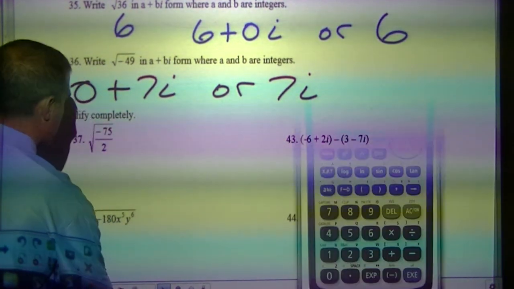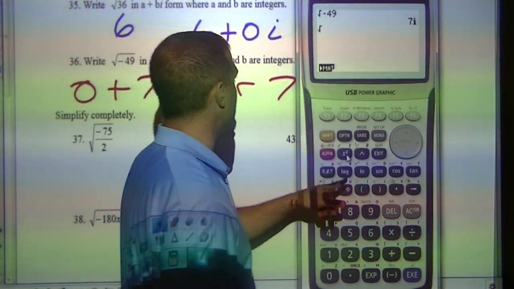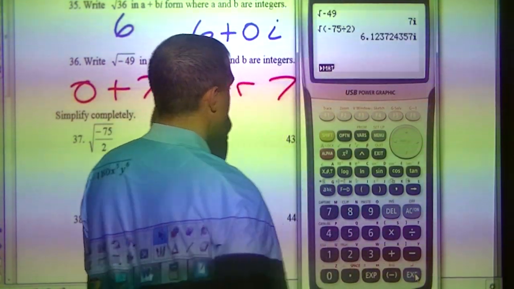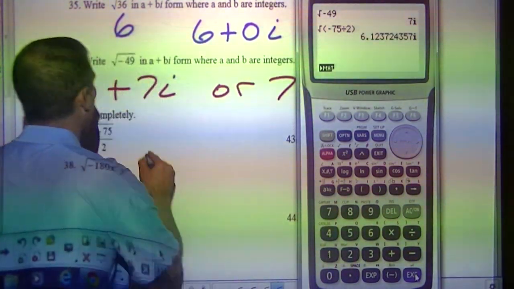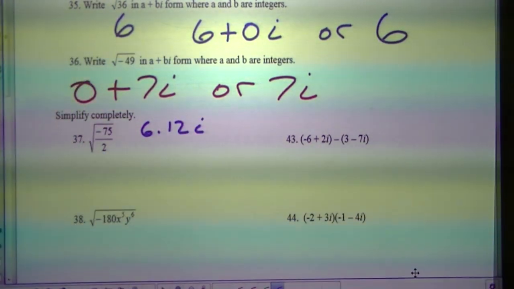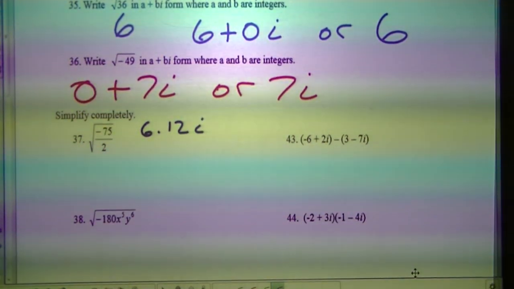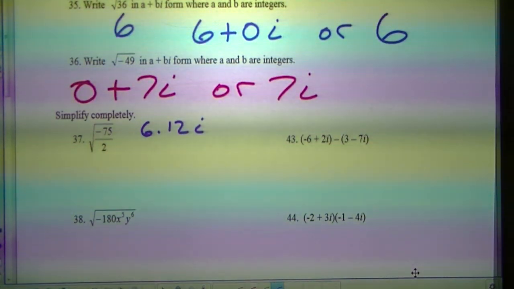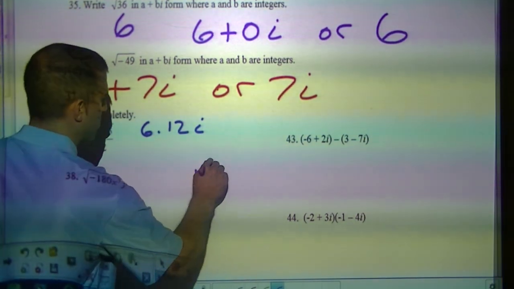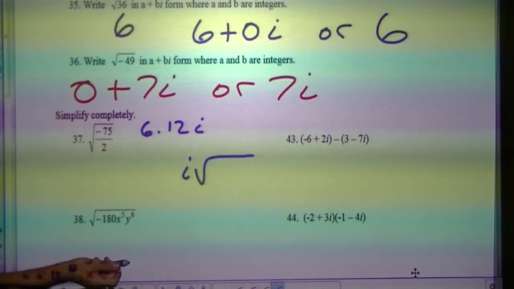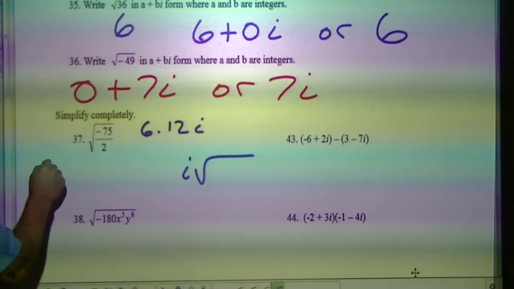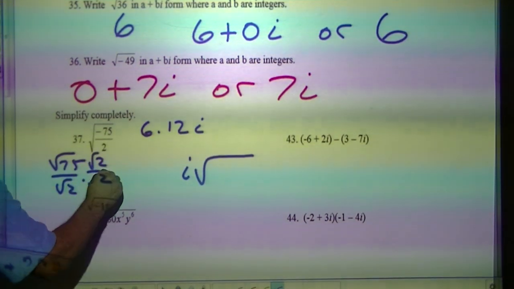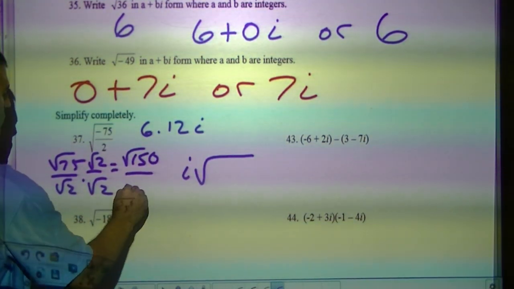So when you get down to these, take the square roots of these numbers. So the square root of negative 75 divided by 2. If you notice, I got 6.12i. So once again, just like the other ones, make sure you're reducing that. I can go ahead and put the i outside, and I'm not going to worry about it after that. So you have the square root of 75 over the square root of 2. What you can do is multiply the top and the bottom, so that's the square root of 150 over the square root of 4.